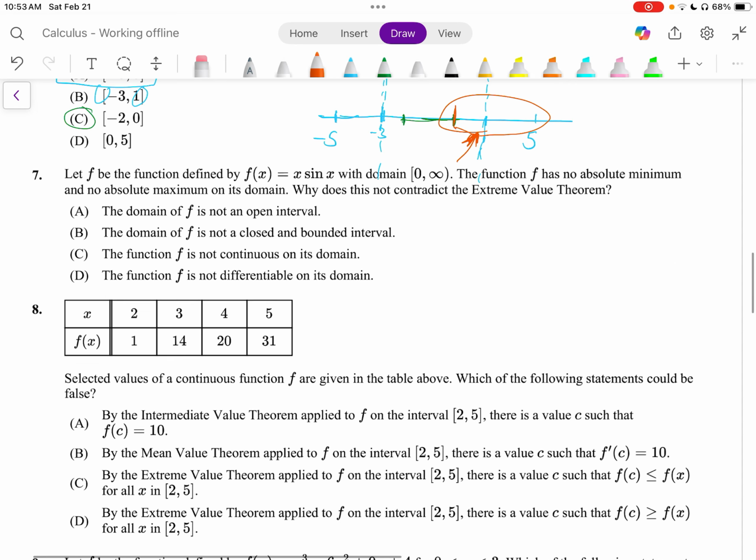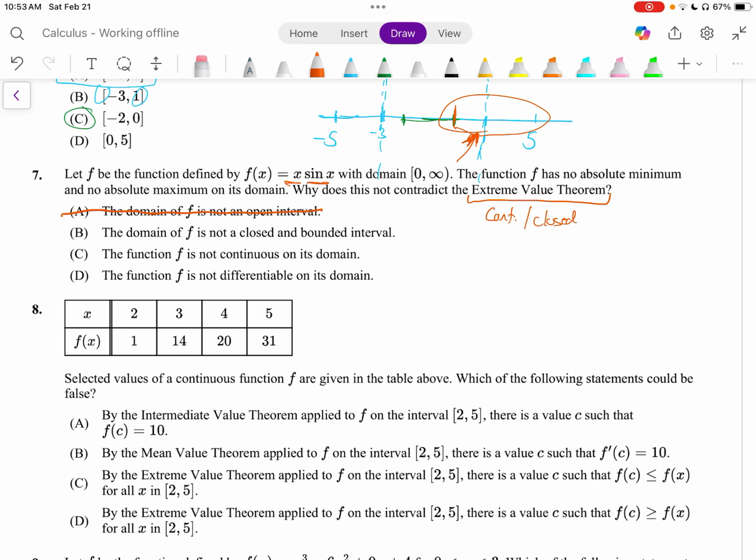Number 7, let f be a function defined by f of x equals x times sine of x, with a domain 0 to infinity. The function has no absolute minimum and no absolute maximum on its domain. Why does this not contradict the extreme value theorem? Extreme value theorem needs to be continuous, which it is. X times sine of x is continuous, and it needs to be a closed interval. So domain is not open. That's not correct. We don't want it to be open.